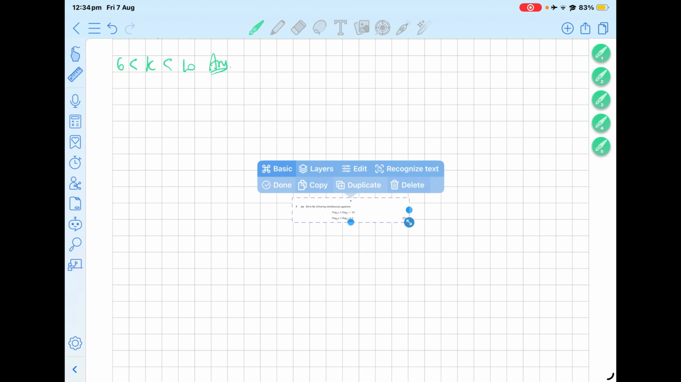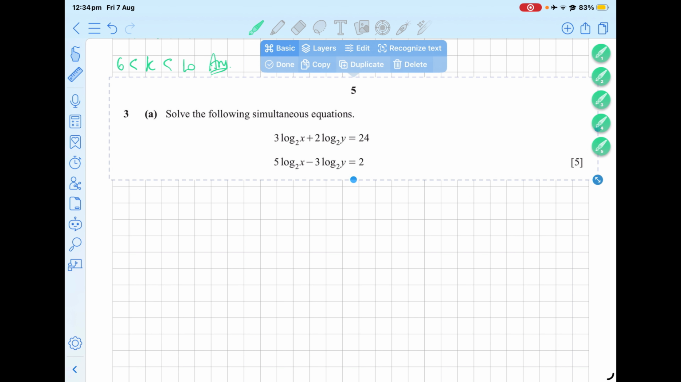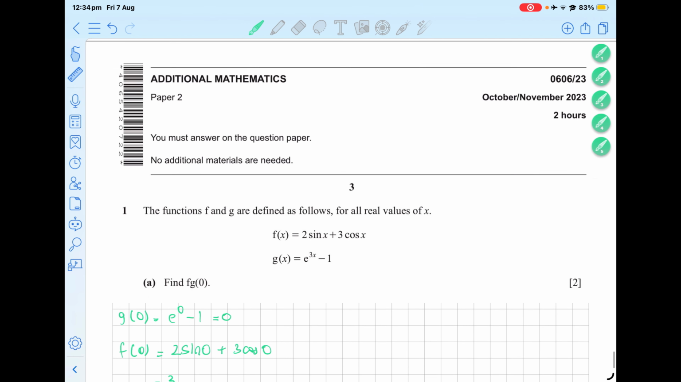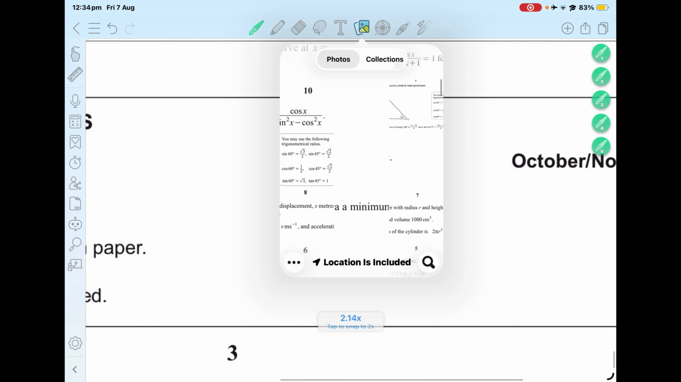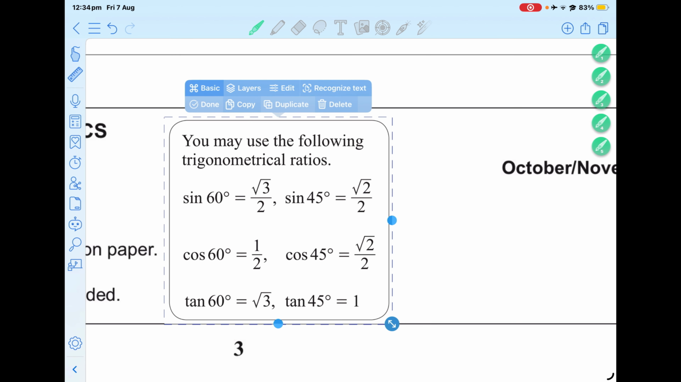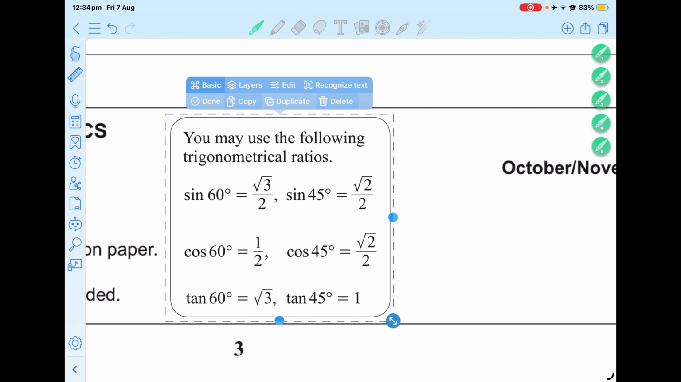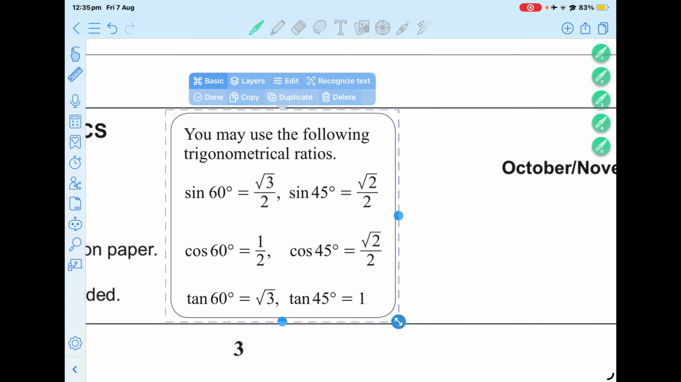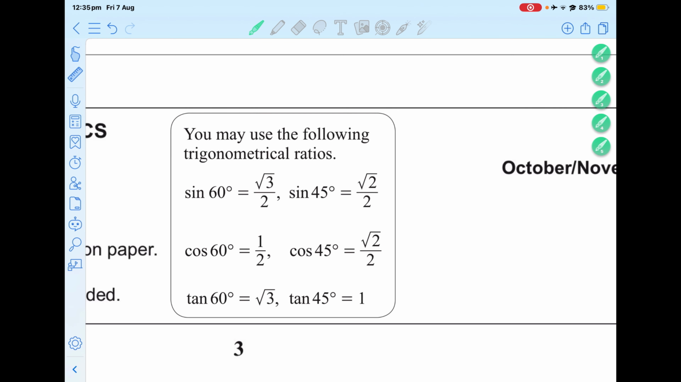Then we have this log question. By the way, I have one note for you, because in this paper there is this one question. This is what I have prepared for you guys. It was in the paper itself, so that's why I decided to bring it over here. These are the values of sine 60 and 45, 90 and 0, which you should know.